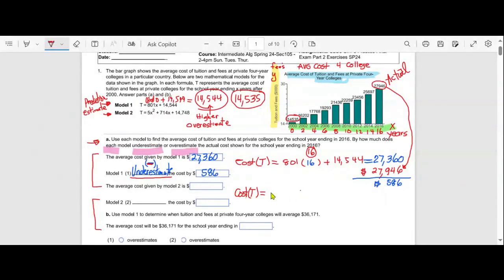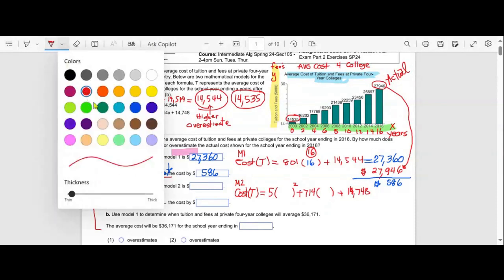Okay. Now let's go for model 2. We finished with model 1. Now we'll go for model 2. This is model 1. This is model 2. Model 2 is going to be what? 5, then open parentheses and squared, right? Plus 7104, open parentheses, plus 14,748.